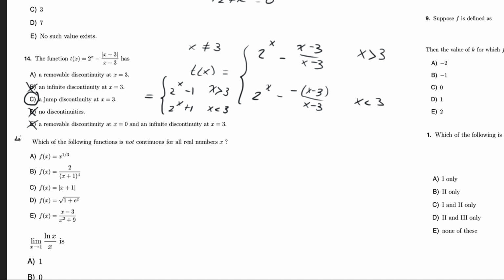Which of, this is number 4, oh, actually it's number 5. So 5 here, 4 here. Which of the following functions is not continuous for all real numbers of x? Okay, therefore we're looking for discontinuous. This is another type of problem that you need to address when taking the AP. Change the words so they make sense to you. Not continuous is the same thing as discontinuous. So the question is, which of the following functions is discontinuous for all real numbers of x?